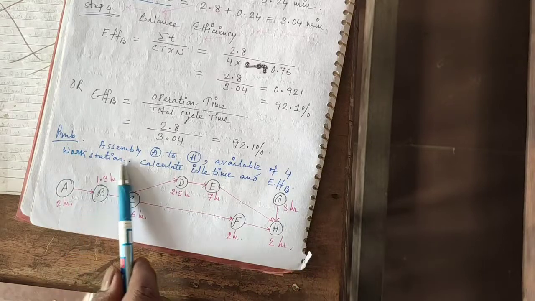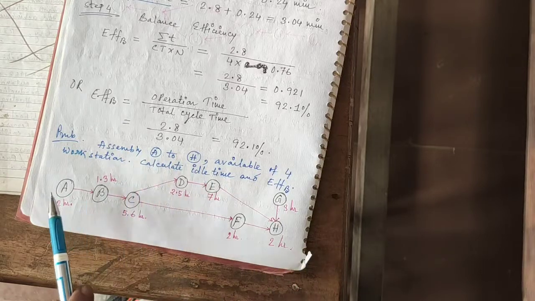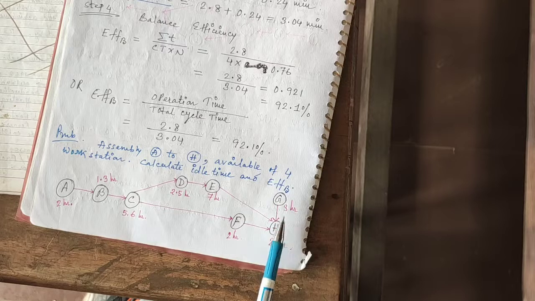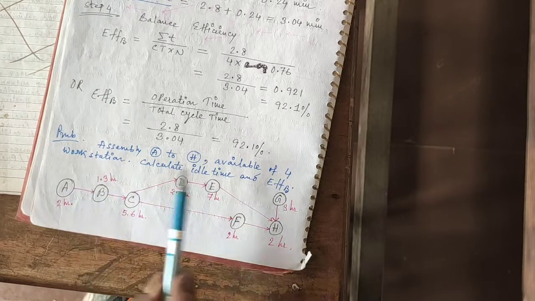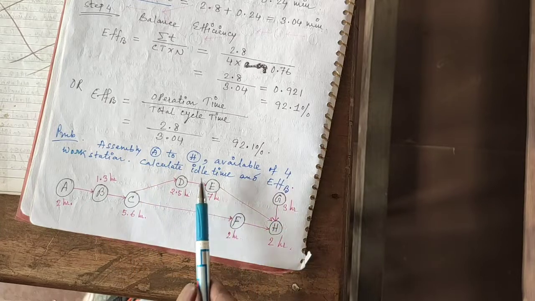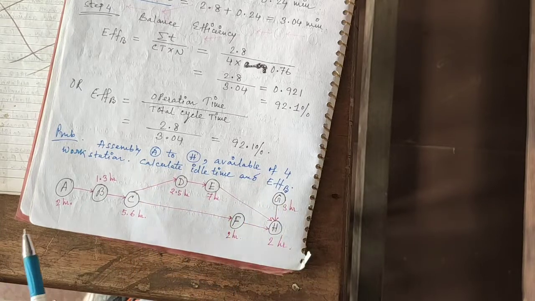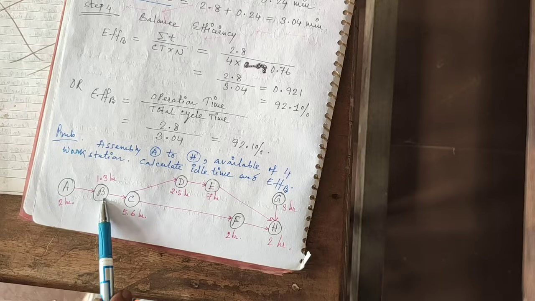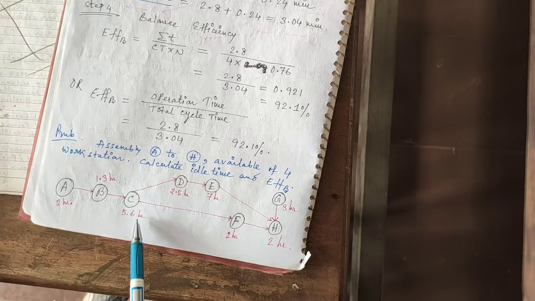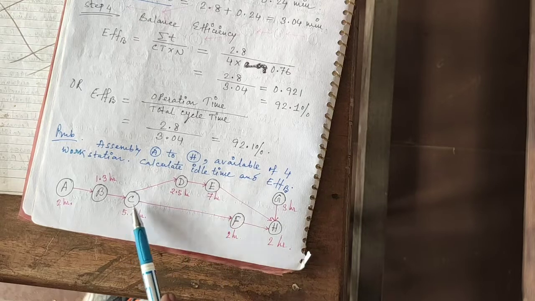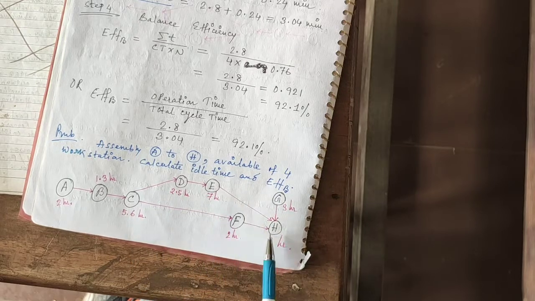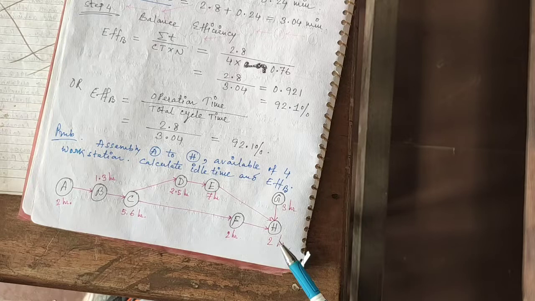Okay, this is an assembling of work from A to H, available in 4 workstations. So workstation is given 4. Then calculate the idle time and balance efficiency. We have here A for 2 hours, then B this is 1.3 hours, then C 5.6 hours, then we have D 2.5, E 7 hours, we have F 2 hours, then joining of H which is also 2 hours, and then G here is also 3 hours.